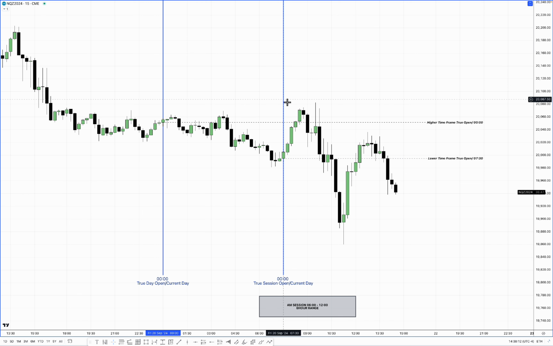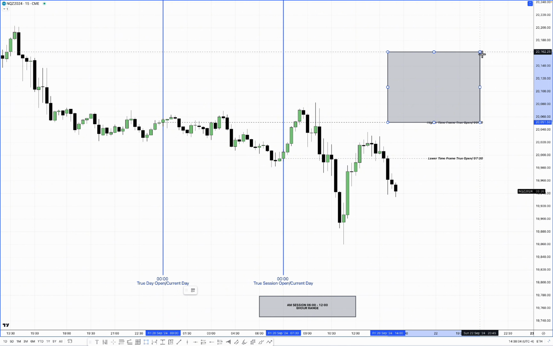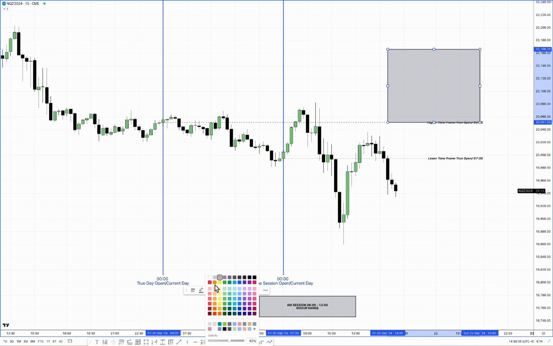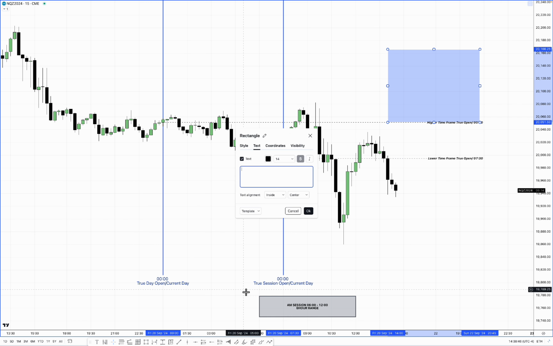So, what is the idea behind these true opens? When price is above both, you are within a premium. When price is below both, you're within a discount. When price is in between them, you are within a dead zone, which is a neutral area. To visually indicate that, this whole entire range right here, I'll mark it out in light blue.